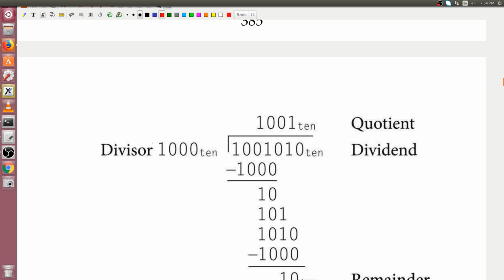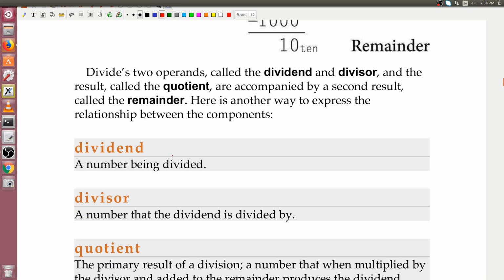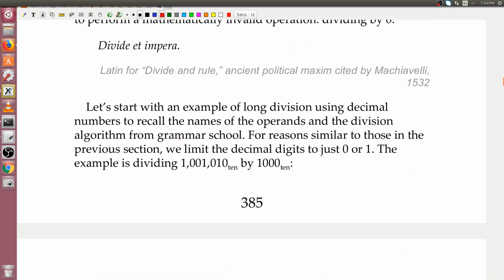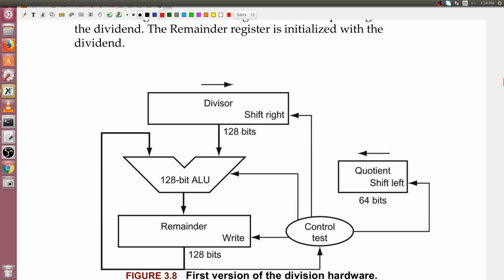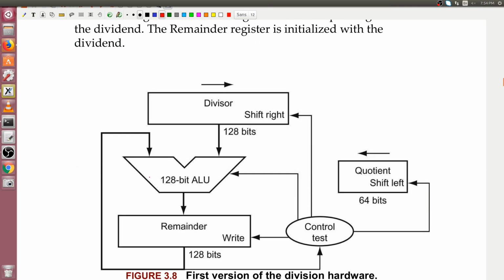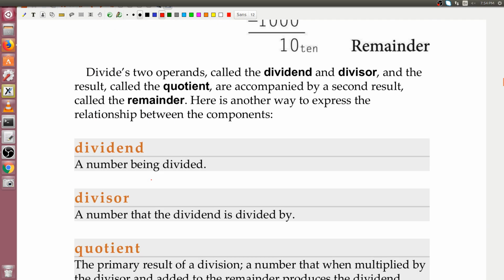So let's look at some basic ways of doing division. Now, I think they take the easy way out in this book. I don't think they go into the hardware. Okay, they do go a little bit. They go into a very dumb divider, an incredibly slow divider.